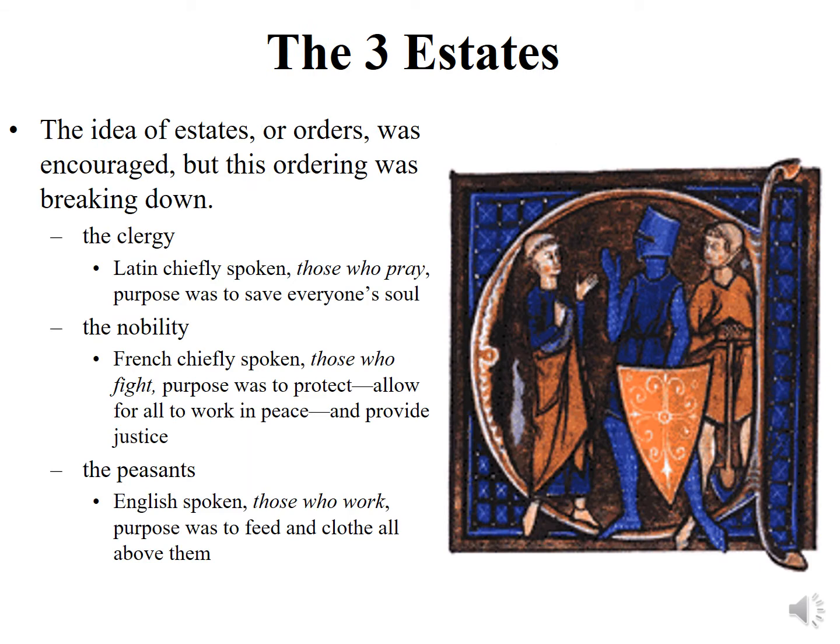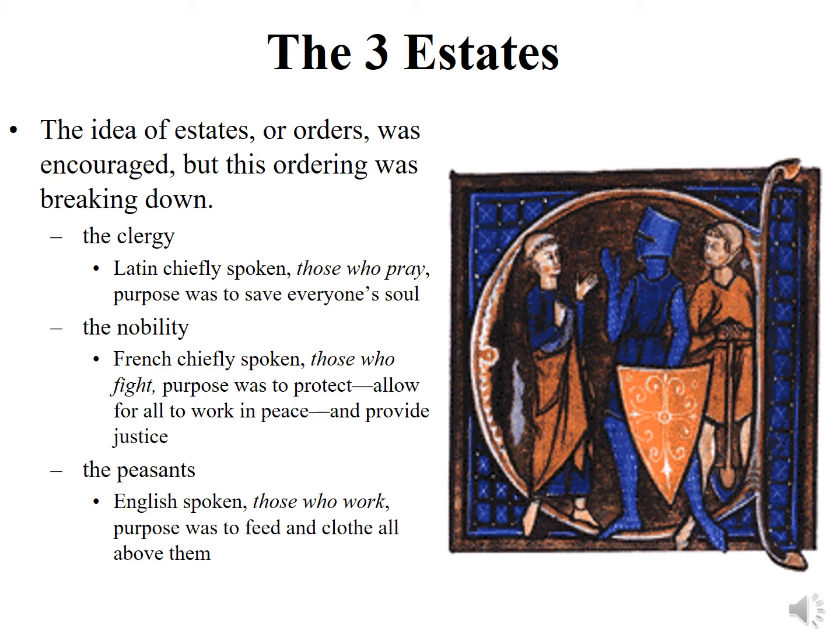Now, the 3 estates. So here we see the divisions based upon language. And the visual here is a depiction of the 3 estates. So moving from left to right, the clergy, that's Latin. Their job, those who pray. Their purpose was to save everybody's soul. Next, in the middle, that's the nobility, represented by the knight, speaking French. And their job was those who fight. And their purpose was to protect and allow for all to work in peace and to provide justice.